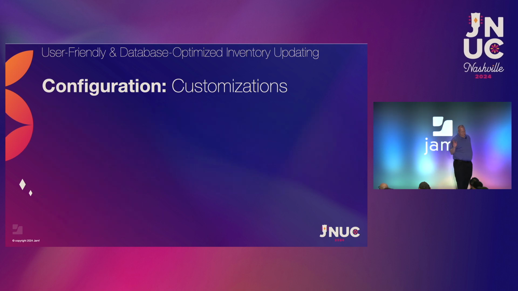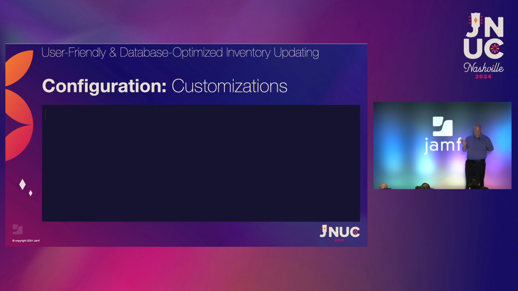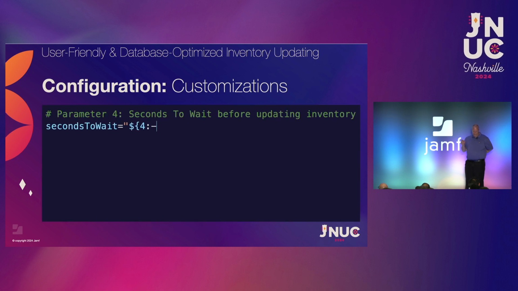Now, while you can certainly change the values of the script parameters in your Jamf Pro policies, do yourself a favor and spend a few minutes deciding on the best defaults for your environment. Parameter 4, seconds to wait, is how stale inventory can be before performing an update. 86,400 seconds is 1 day.